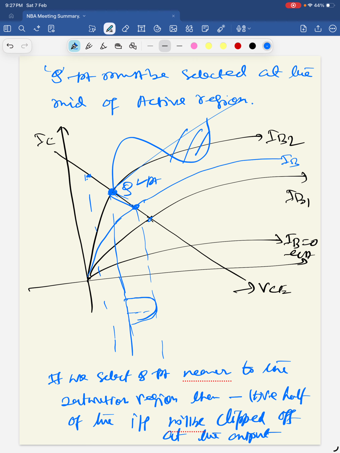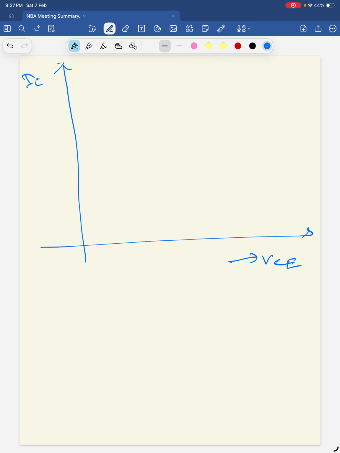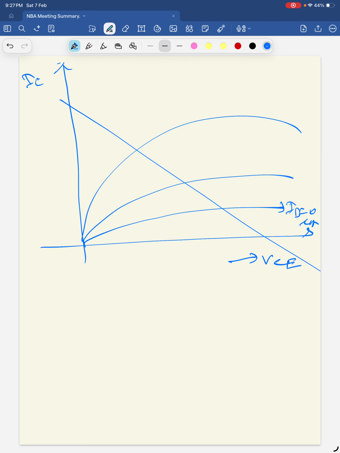Now if we select the Q point nearer to the cutoff region, then what will happen? Again we will draw the waveforms. This is the VCE axis, this is the IC axis. Now this is IB equal to 0 microampere. This is one more current, this is one more current. Now this is the DC load line. Now the Q point is selected nearer to the cutoff region. This is the Q point. Then what will happen? Now this is the midpoint.